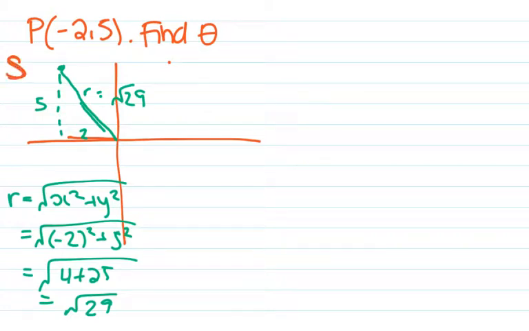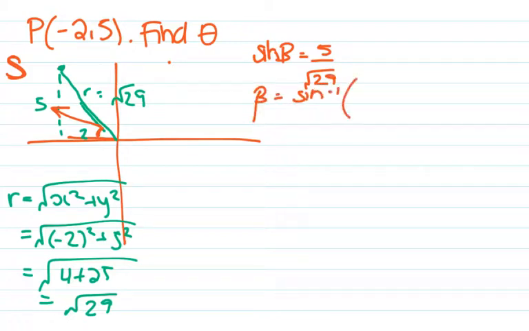So I'm going to use sine, and I'm going to say sine beta, because first I need to find the related acute angle. So SOHCAHTOA, sine is opposite over hypotenuse. So for this angle here, opposite is 5, and the hypotenuse is root 29. So to find angle beta, I would do sine inverse of 5 over root 29. Punch that into your calculator, and that is 68.2. So this angle here is 68.2.